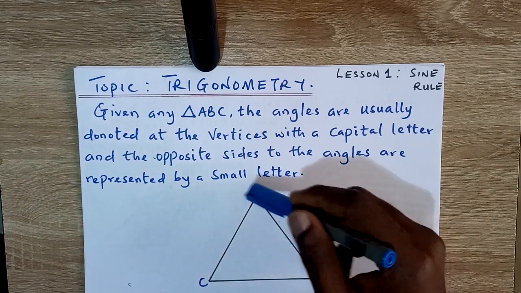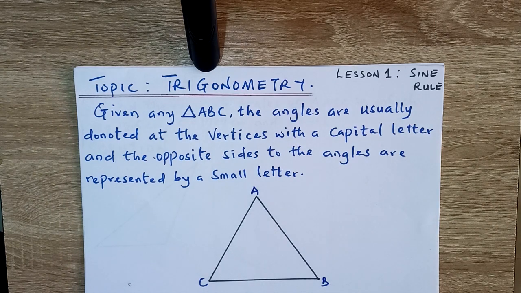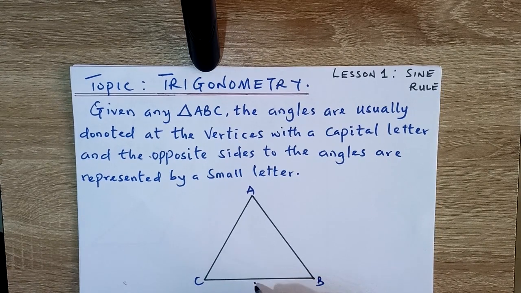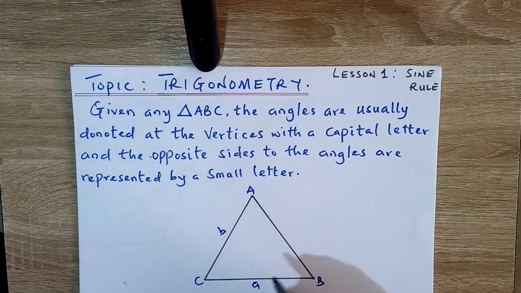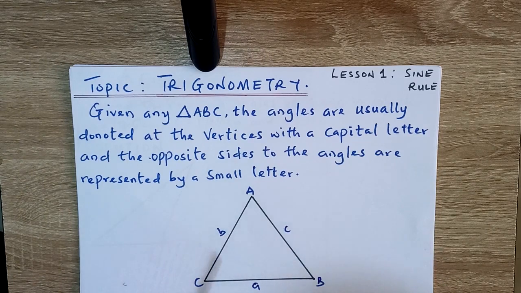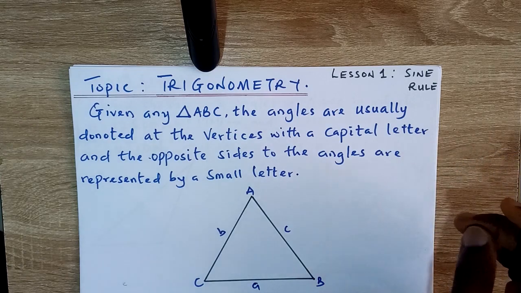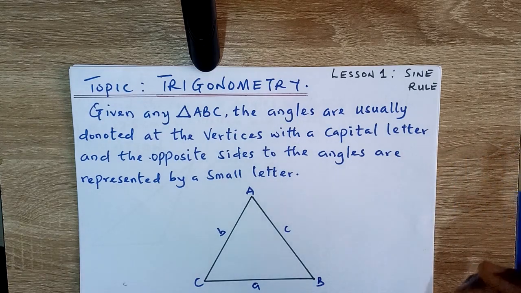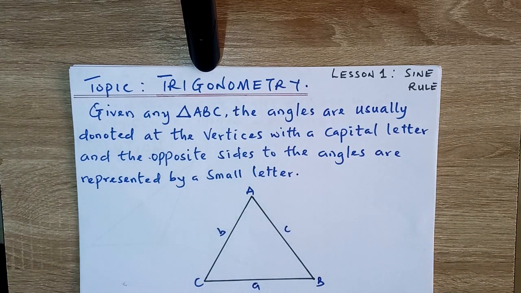Now, for the sides of the triangle, we use the lowercase letter to represent the sides of triangles. So the side facing this angle A we call small letter a, and the side facing this angle B we call small letter b, and the side facing the angle C we call small letter c. This is a conventional way of representing angles and sides in trigonometry. Now, if we talk about the sine rule, what does the sine rule really say? Let's look at the sine rule.